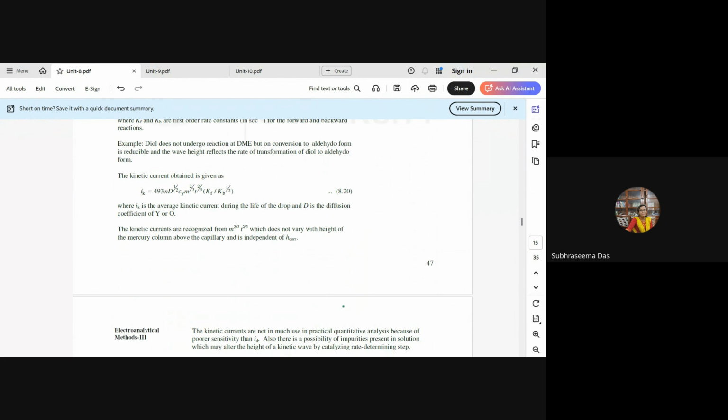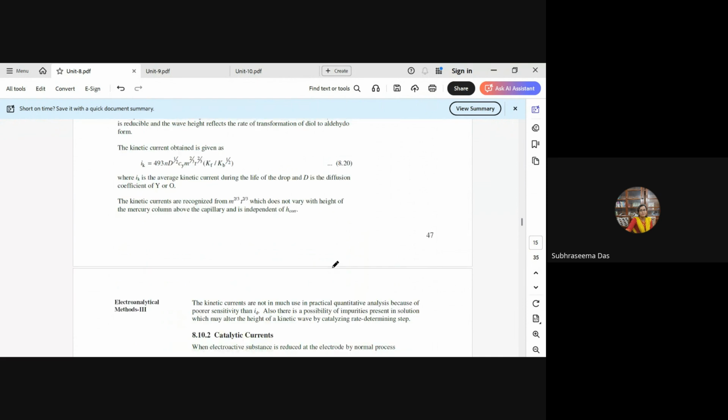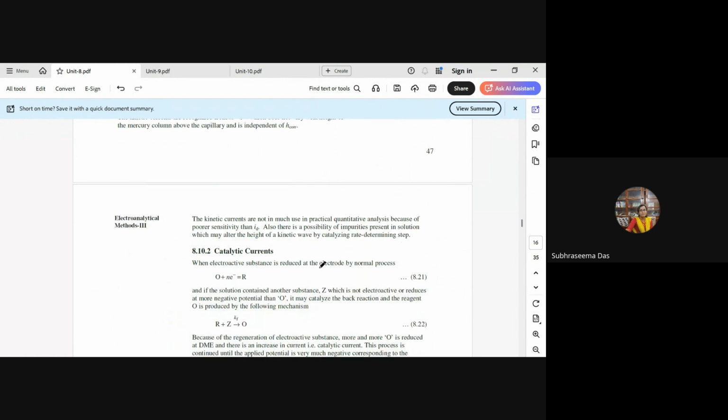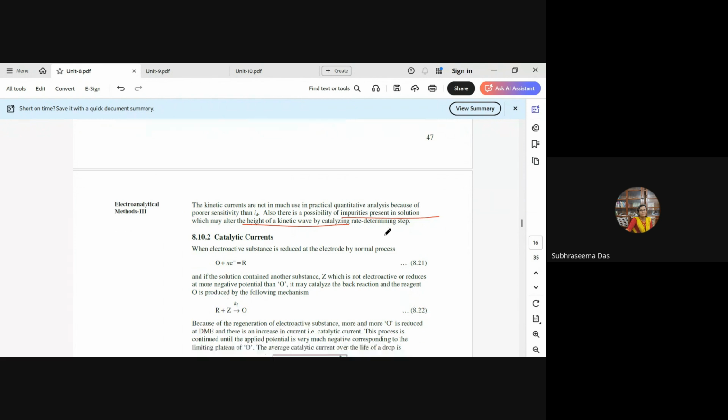So the kinetic currents are not much used in practice for quantitative analysis because of the poor sensitivity. Also, there is a possibility of impurities present in solution which might alter the height of the kinetic wave. So, although these kinetic waves arise in the solution, they are not much used in qualitative analysis. Then coming to catalytic currents.